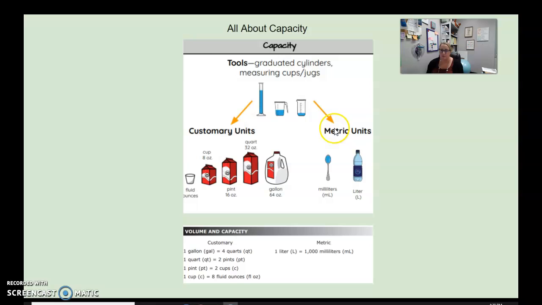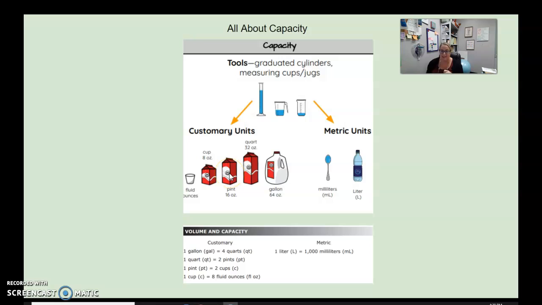Remember, there are two different types. So there are customary units, which is what we use in the United States, and there are metric units, which is what everybody else in the whole world uses. So for customary units, there are fluid ounces, and fluid ounces are things that are small. Then we have cups, and it is just like you would think of like a normal cup.